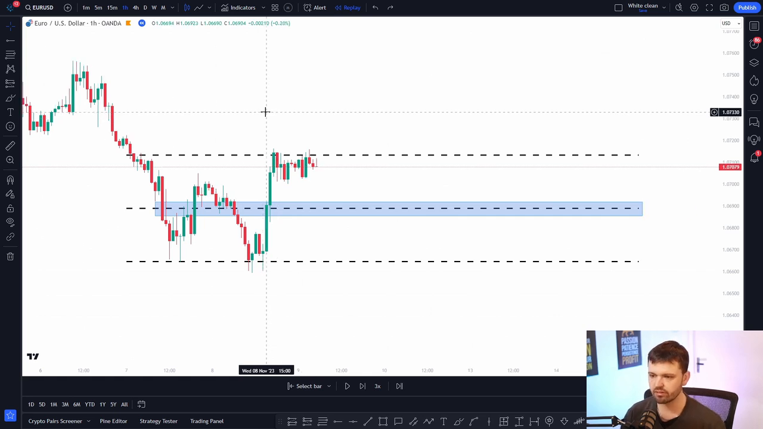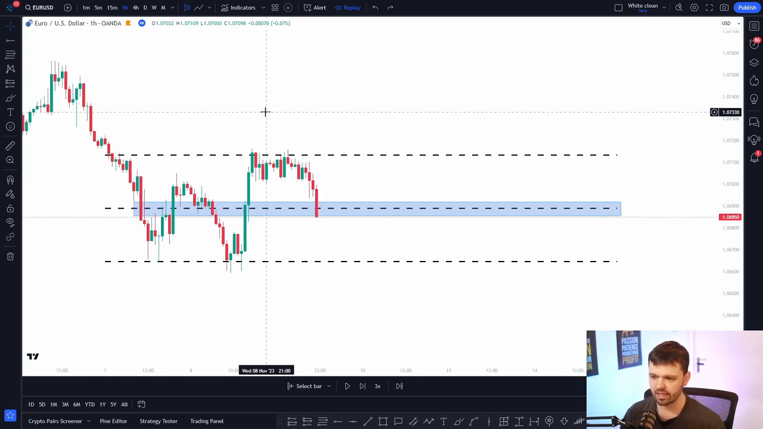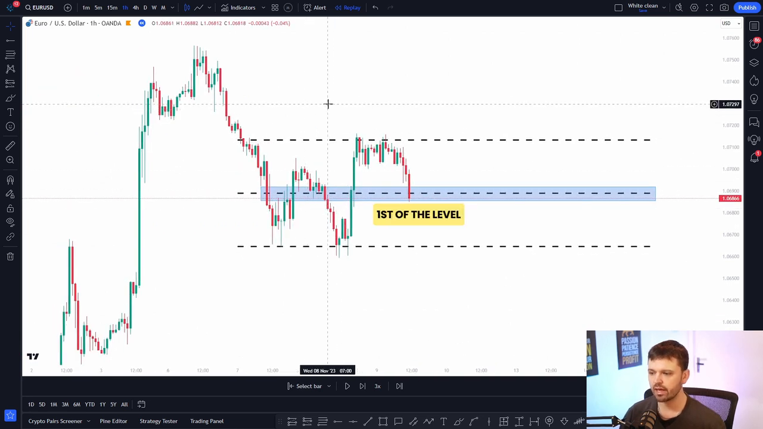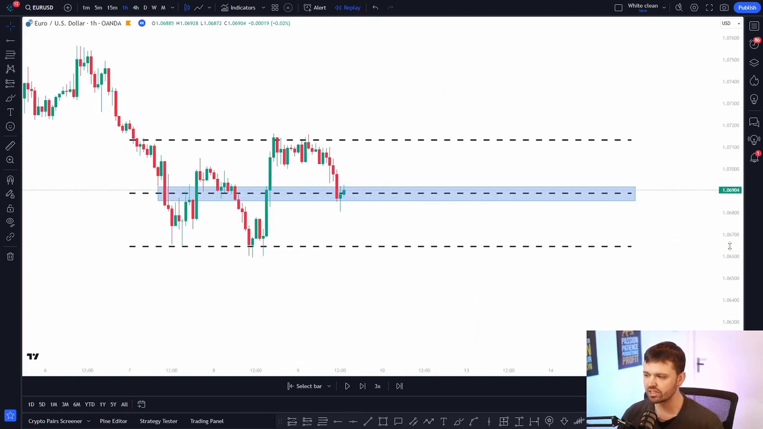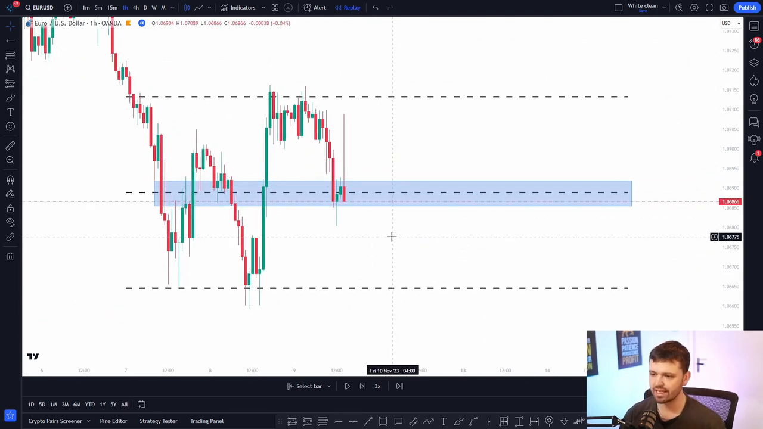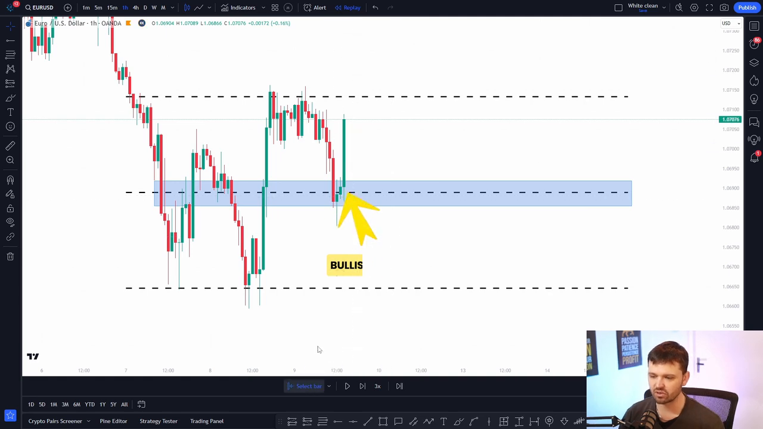So let's see if we can get a test of that level. You can see this is now the first test of that level, and we can wait for confirmation on the 1 hour. You can see right here, I think that looks like a solid confirmation. Let's see the next candle. Yeah, you see that next candle just goes crazy.